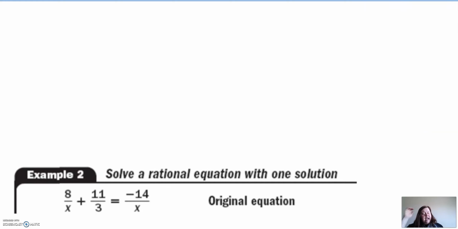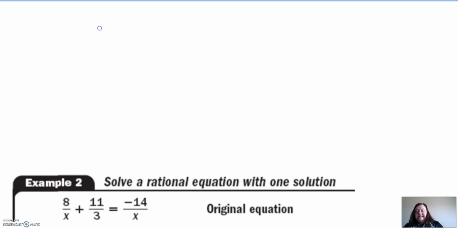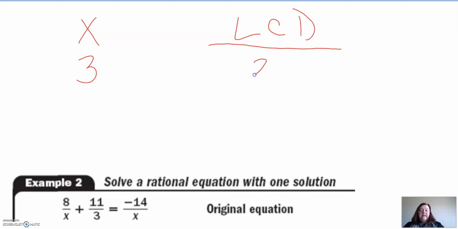Okay. And our equation here is 8 over x plus 11 thirds equals negative 14 over x. So just like above, we want to find that LCD first. Now our first fraction has an x. Second term has a 3 as the denominator, and then that other term is x as well. So your LCD has to have all of the factors included. So our LCD here will be 3x.